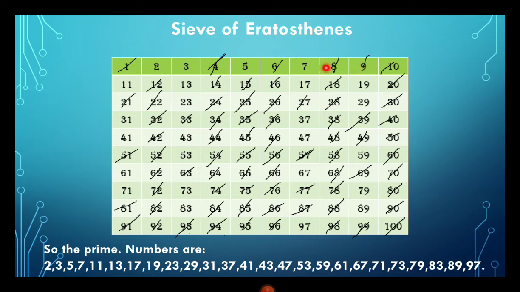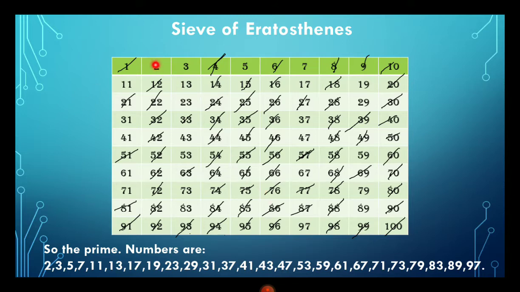Sieve of Eratosthenes. Draw a grid like this and then write 1 to 100. Then cross out 1, as I have said that 1 is neither prime nor composite. Now take 2 and cross out all the even numbers, as all even numbers are divisible by 2. Now take 3 and cross out all the odd multiples of 3. Then take 5 and cross out all the odd multiples of 5 that end with 5. Then take 7 and cross out all the multiples of 7. Then take 11 and cross out all the multiples of 11 like this.